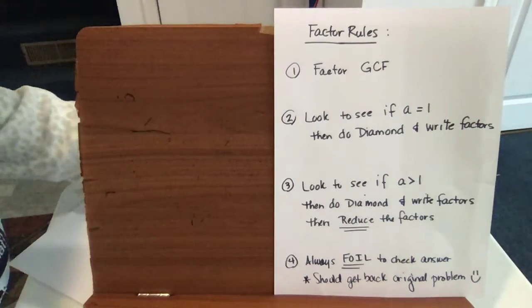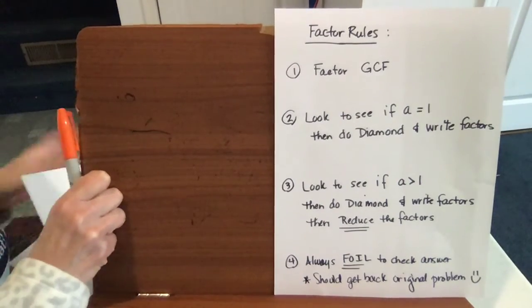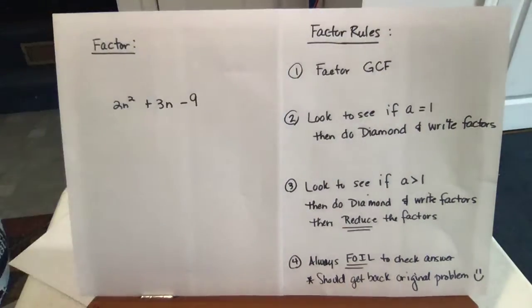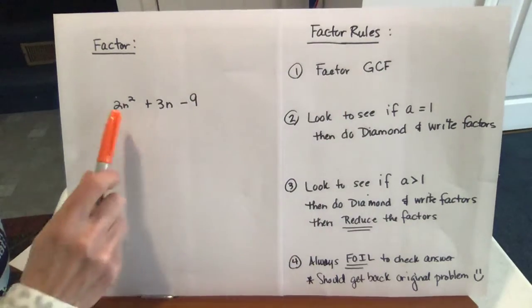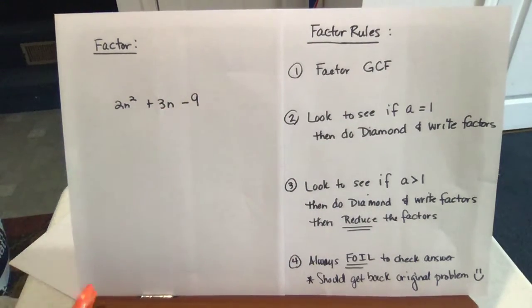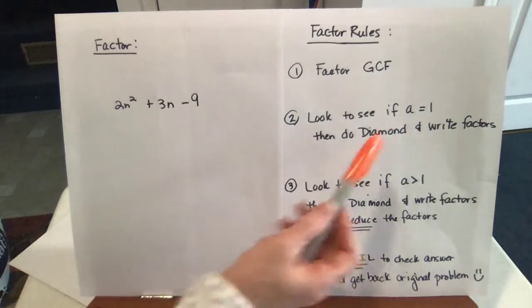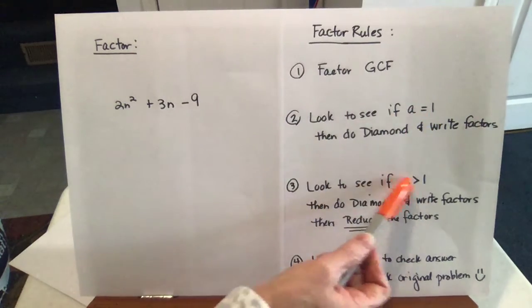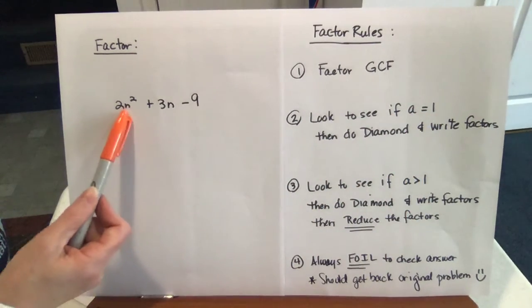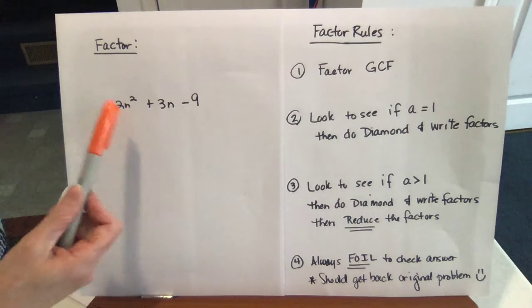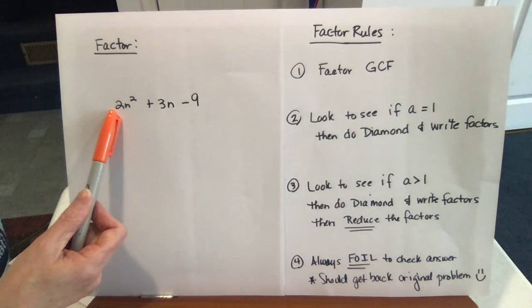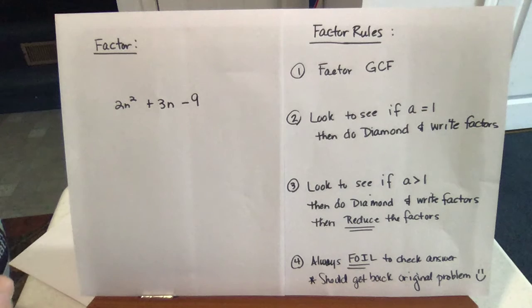All right, next problem. We're going to give a shot here. We look for GCFs: 2, 3, and 9. No GCFs. Next, we're going to see if the a value is 1 or if it's greater than 1. So look in front of the squared term. And the value is 2, so we're going to do the diamond and write the factors and reduce accordingly.